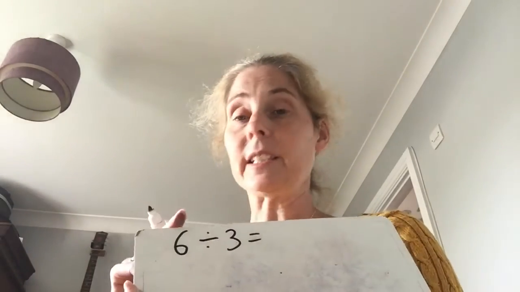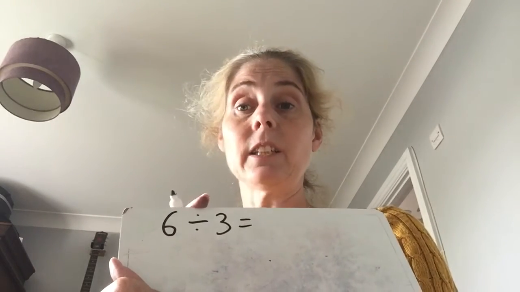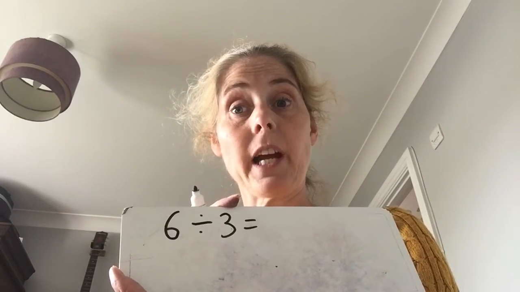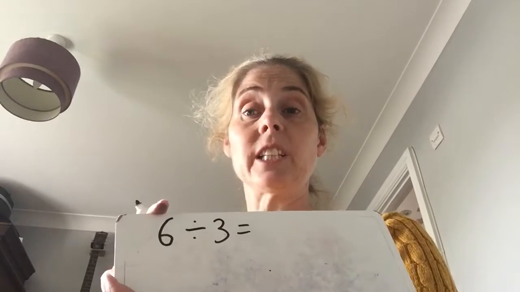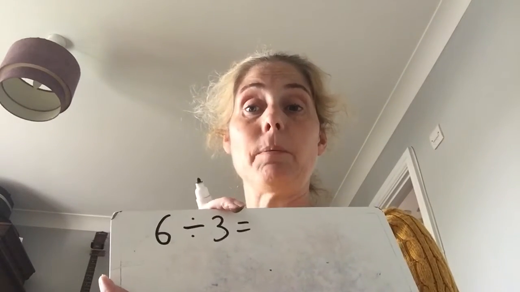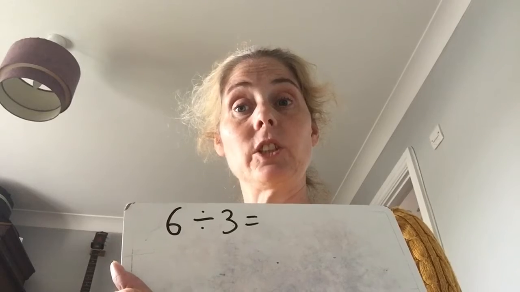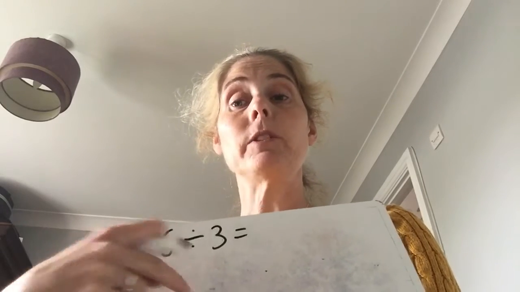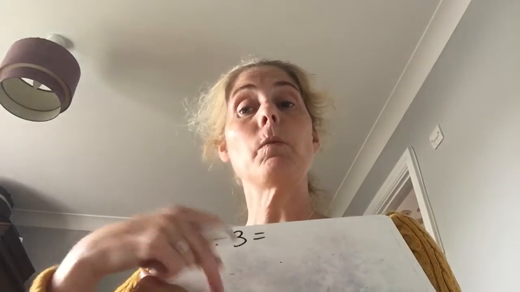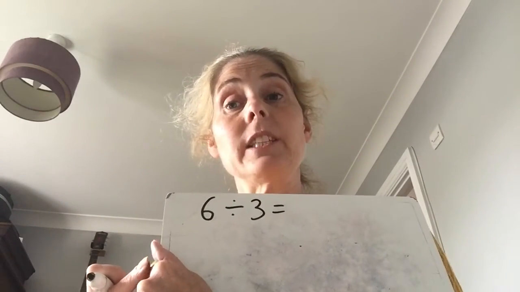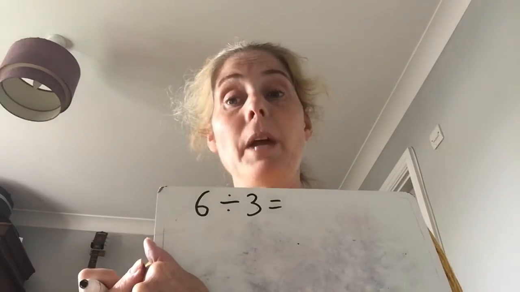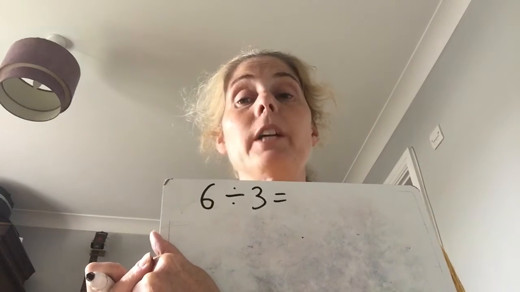So if I had 6 divided by 3, what we were looking at yesterday is this is 6 shared between 3. So for example, 6 marbles shared between 3 people, how many would they get each? Now yesterday we were drawing out the marbles and we would have drawn out 3 people and then shared them. Today we're going to do something slightly differently. We're going to be doing it by grouping. So it's division by grouping.